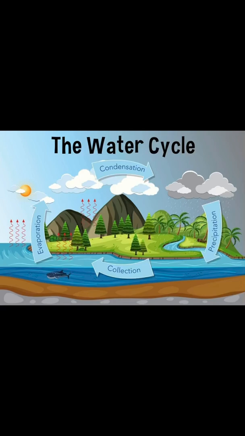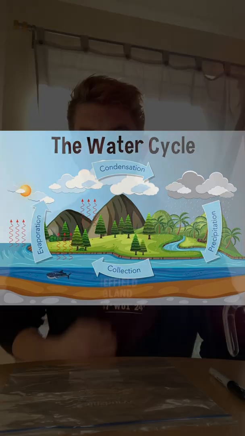This is called precipitation. After this step, it is the collection phase. This is where all of the water that has travelled through the water cycle collects at a body of water. This can either be the sea, a lake or rivers. Right guys, now I've explained that, we can get on to the experiment.